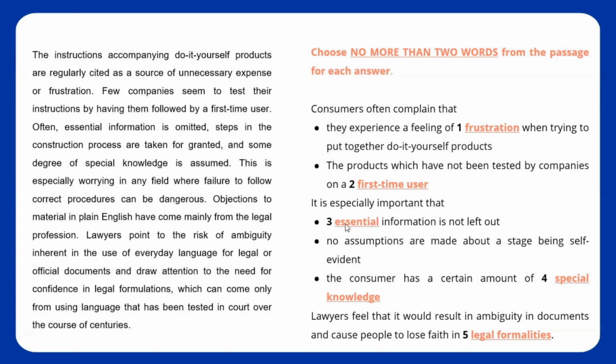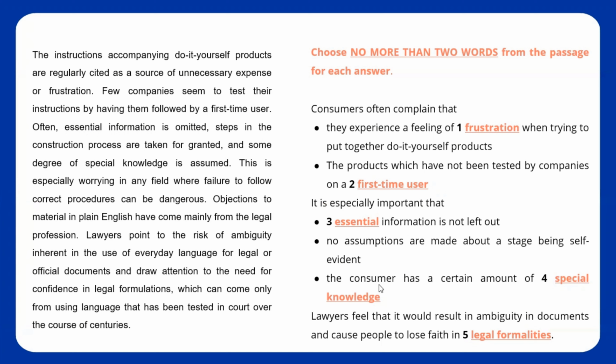Question number 3. You are actually looking out for an adjective out here, an adjective which will describe the kind of information which is not left out. So learn to skim and scan and also paraphrase. Not left out is not used in the passage, but a word which is very synonymous to the meaning of not left out is omitted. So once you get into the line, you will see that the adjective which is describing the noun information is essential. So that is your answer.